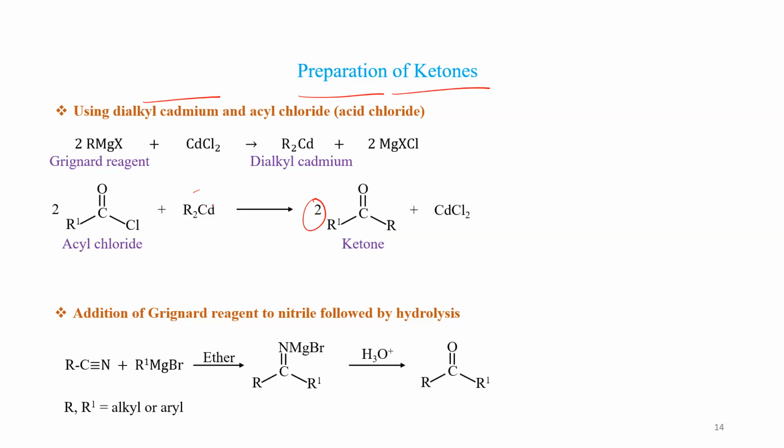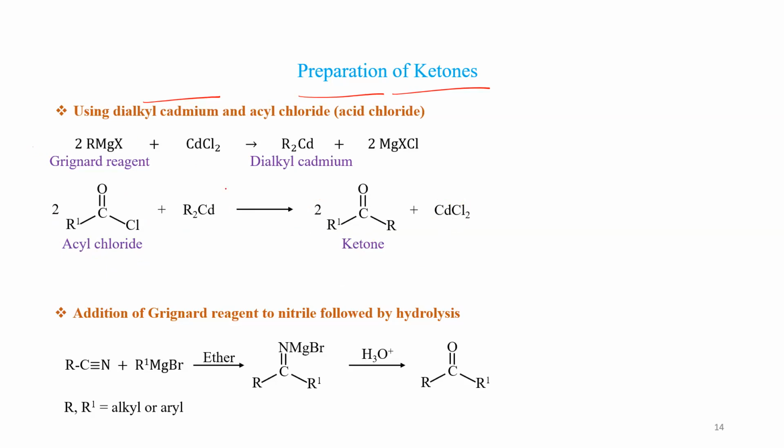And that chlorine will combine with cadmium to form cadmium chloride. So two equivalents of acyl chloride or acid chloride with one equivalent of dialkyl cadmium will give two equivalents of ketone and one equivalent of cadmium chloride.